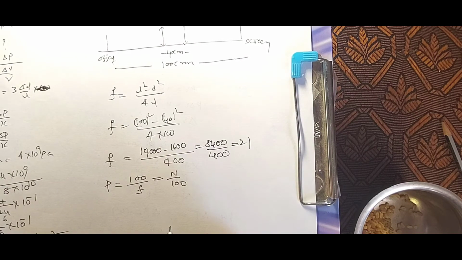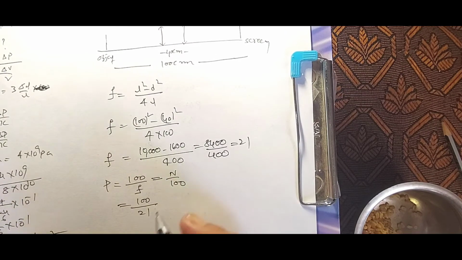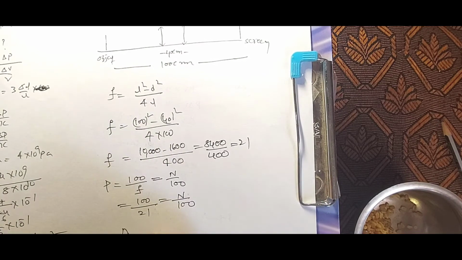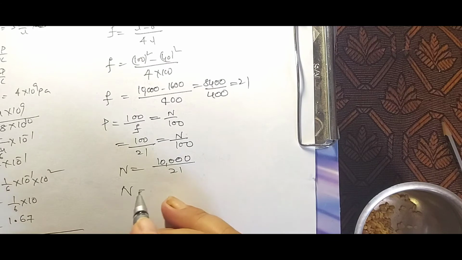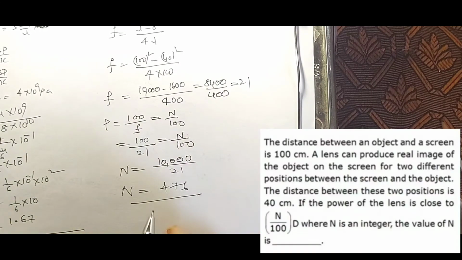So here 100 by 21 is equal to n by 100. Now we want to find out what n is equal to. 10,000 divided by 21, we get here 476. 476 is our answer.